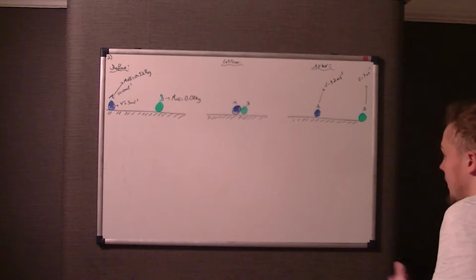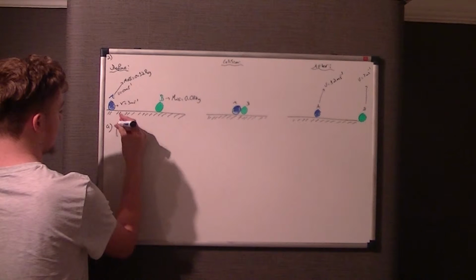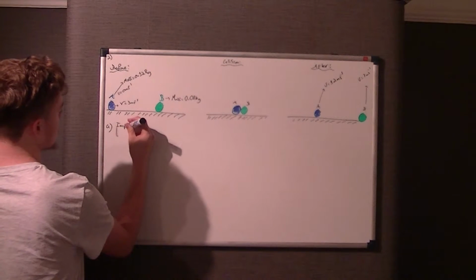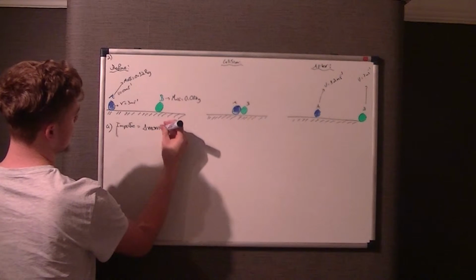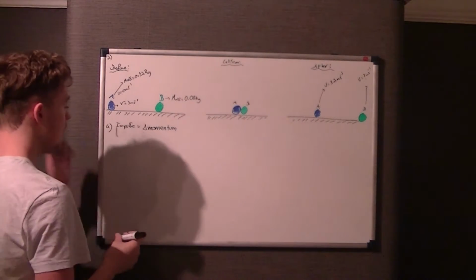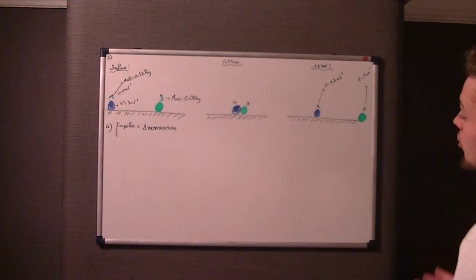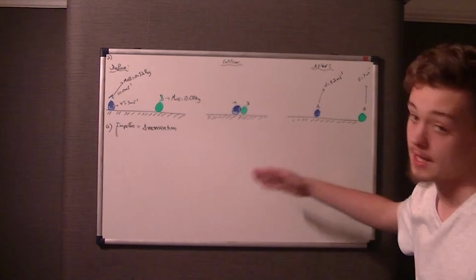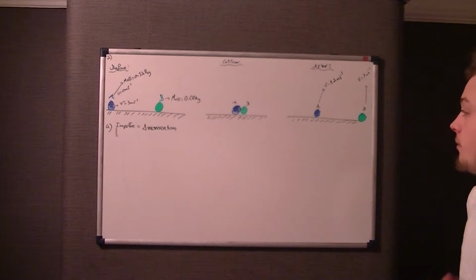So the first thing that you would state is impulse equals change in momentum, or delta momentum if you're writing it fancy, or can't be bothered to write out the full thing. So initially, this is before the collision when it hits B. We need to work out the change in momentum.